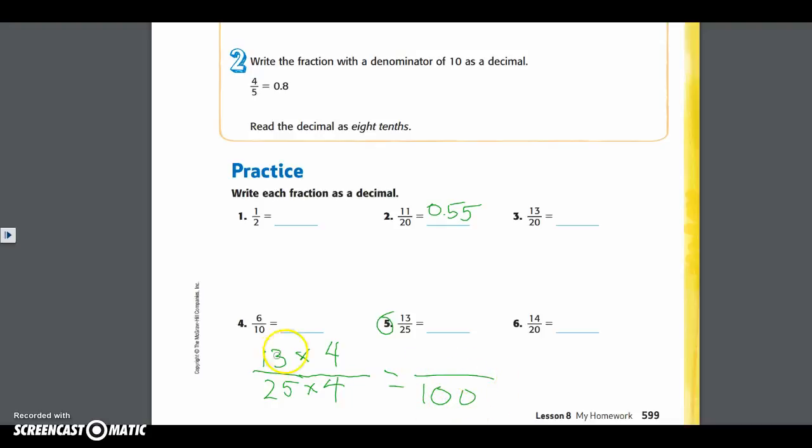And then 13 times 4 is going to give me 26, 39, 52. So my answer for number 5 is 52 hundredths, and I write 52 hundredths here on my line. 0.52 gives me 52 hundredths.